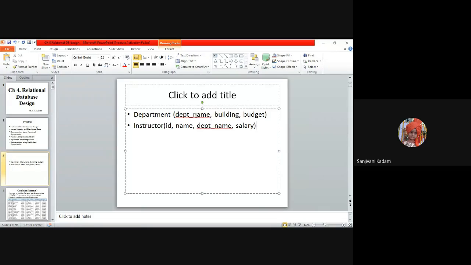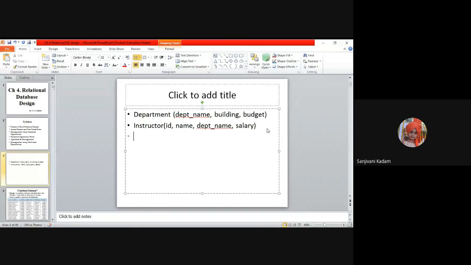Now here, whatever department name is there, this is getting repeated in the department relation as well as in the instructor relation. What if we decide to combine the schema of these two relations? Any idea how we can combine these two relations?